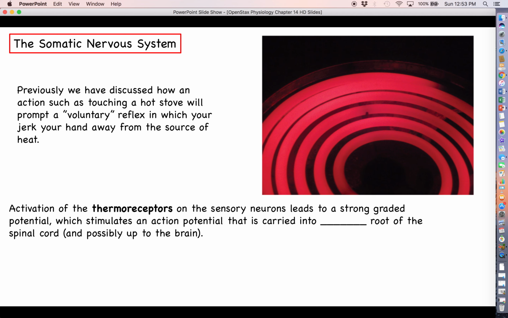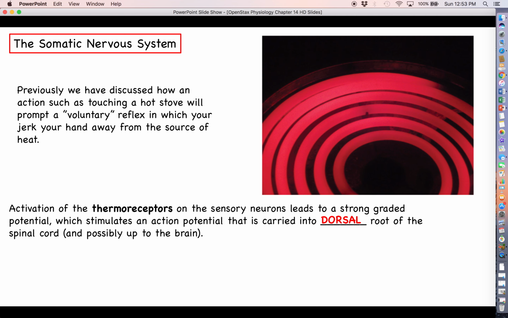So in the case of touching the hot stove, you are activating a particular type of sensory receptor called thermoreceptors, and we'll talk about all the different types later on. So activation of these receptors leads to a very strong graded potential. We call that an EPSP, if you will recall. That should get us to threshold, so that will give us an action potential that is carried through the axon of the sensory neuron into the dorsal root of the spinal cord. And if we need it to, we can send that message up through ascending tracts to the brain.